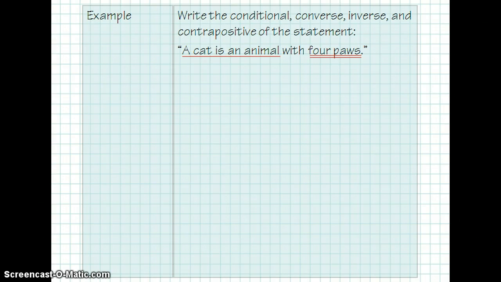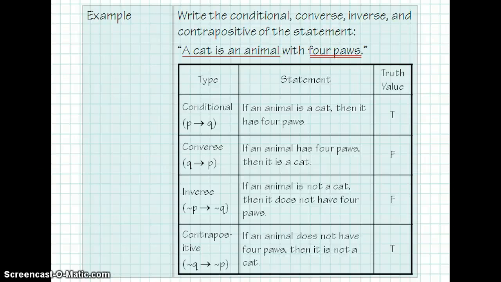Anyway, first off we want to identify our hypothesis and conclusion. "A cat is an animal" is going to be our hypothesis. "4 paws" is going to be our conclusion. So "if P then Q" becomes: if an animal is a cat, then it has 4 paws. We're looking at the definition of a cat. Some specific cats may have 3 legs because of an accident, but we're talking about the generic, biological definition of a cat. So "if the animal is a cat, then it has 4 paws" is a true statement.